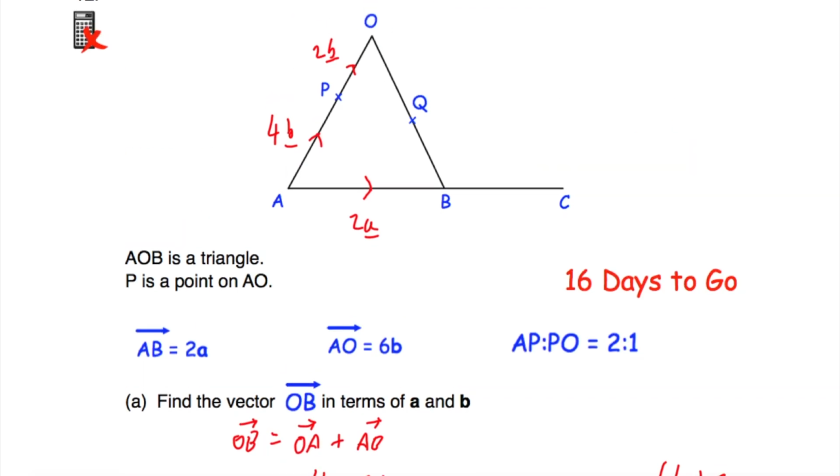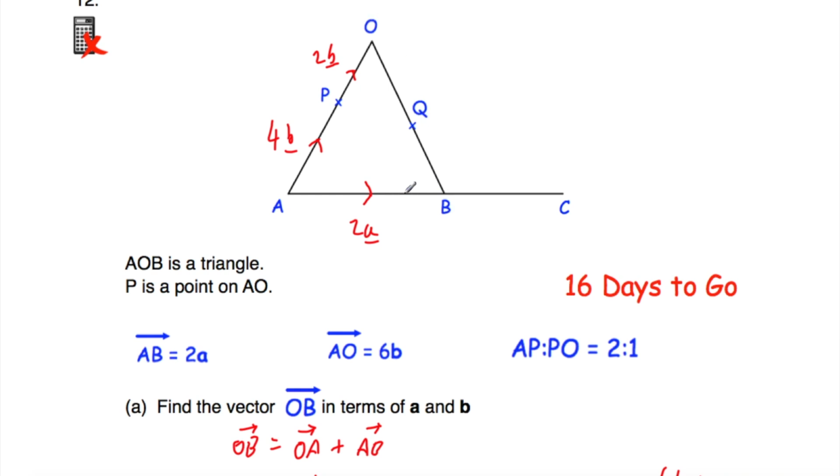Okay, then our next part, we're told that Q is the midpoint of OB, and we're told that B is the midpoint of AC. So that's the midpoint of that line, and that's the midpoint of that line. And we've been asked to show that PQC is a straight line. So to do that, we need to find the vector PQ, we need to find the vector QC, and then if we show they're parallel and they both pass through Q, then that means that PQC is a straight line.